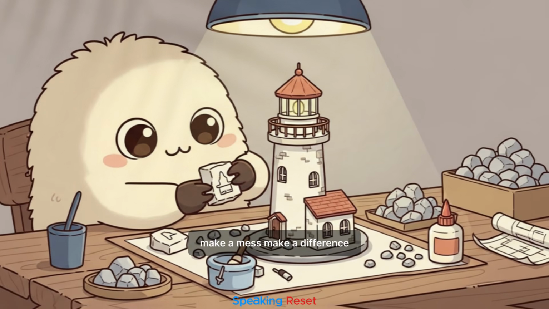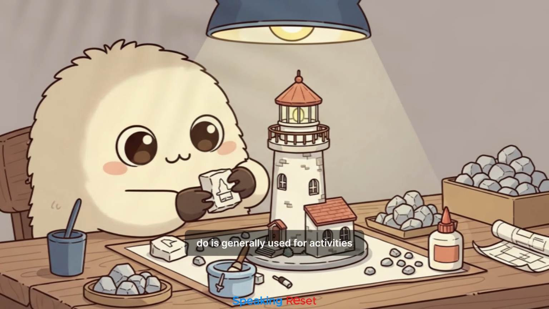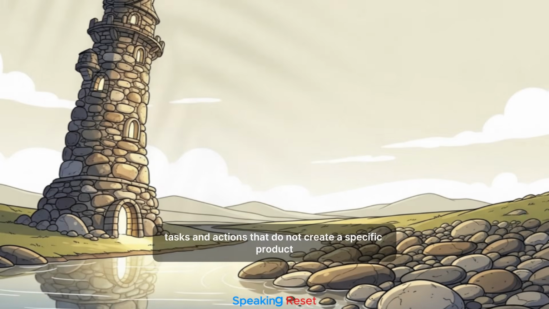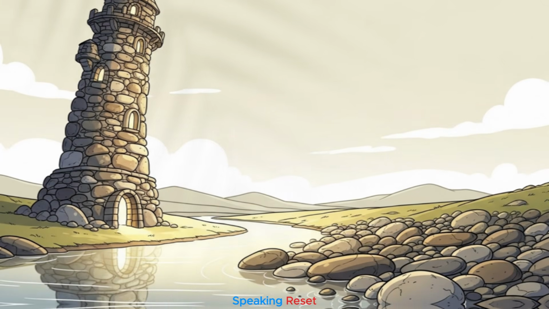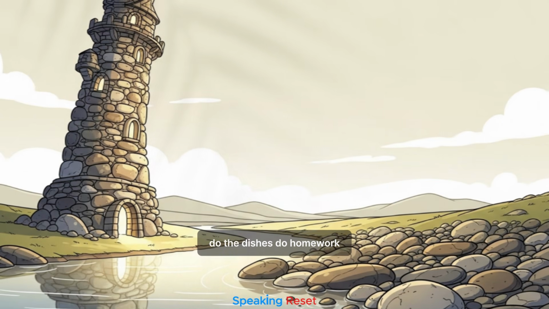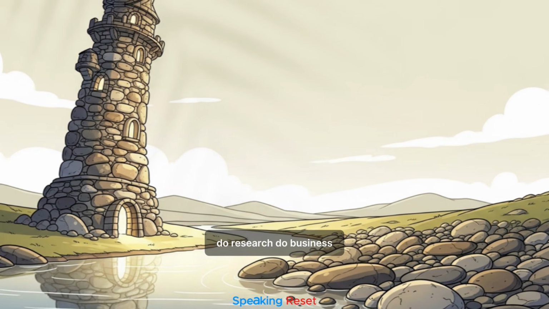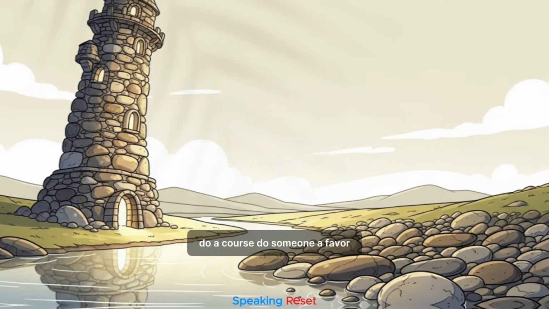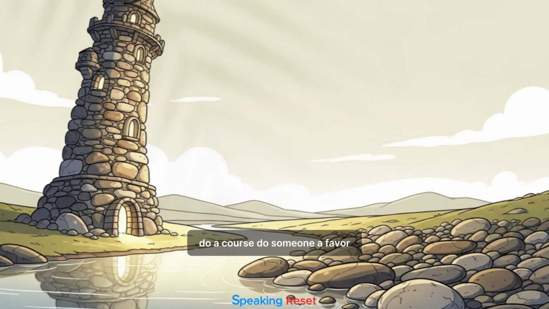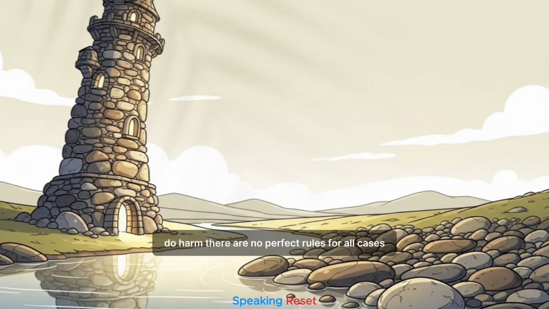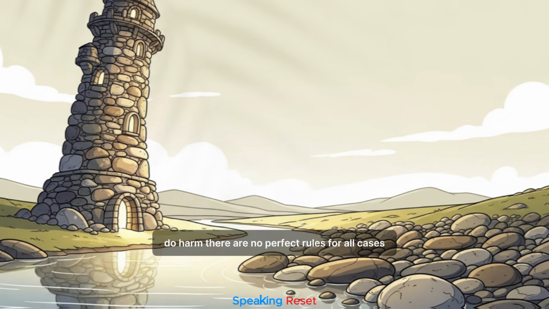Make a difference. Do is generally used for activities, tasks, and actions that do not create a specific product. Do the dishes. Do homework. Do exercise. Do work. Do research. Do business. Do a course. Do someone a favor. Do damage. Do good. Do harm. There are no perfect rules for all cases.